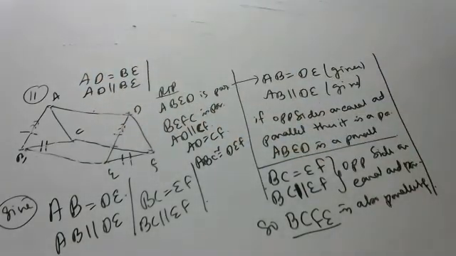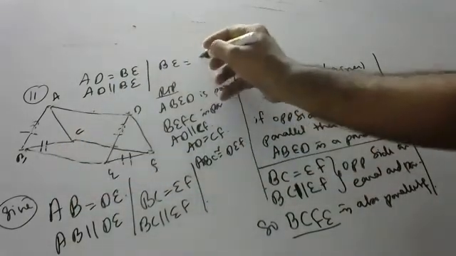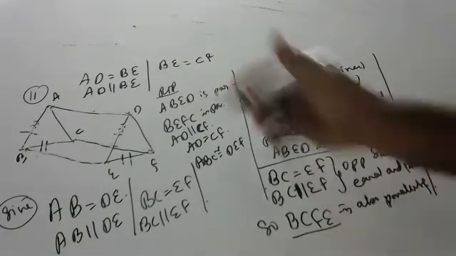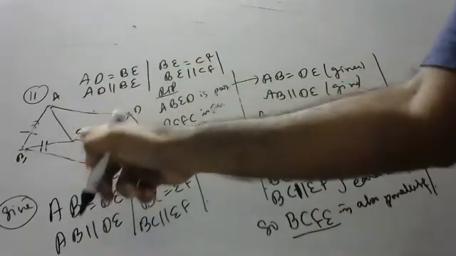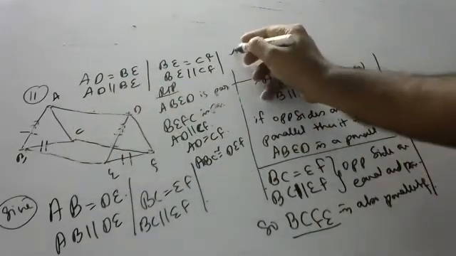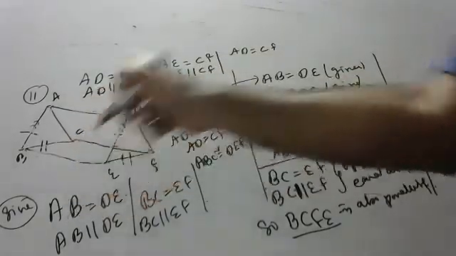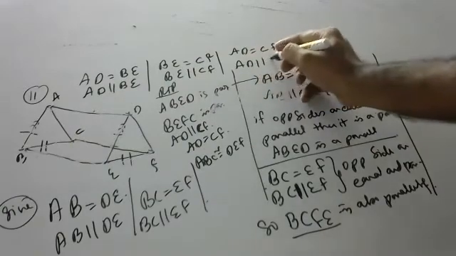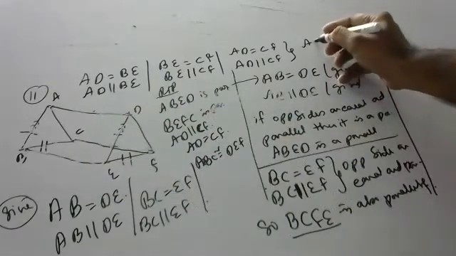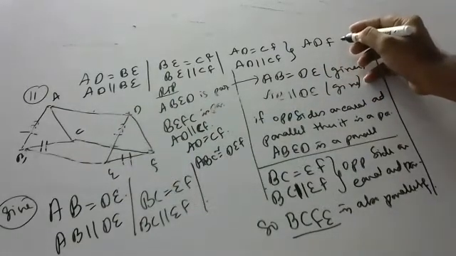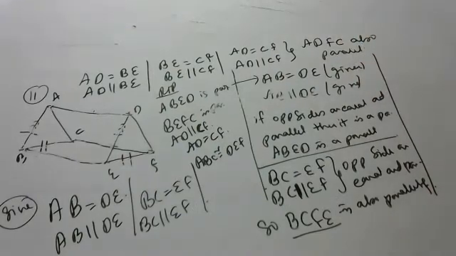In the same way, BE is equal to CF, because we proved it as a parallelogram, no, children. And BE is parallel to CF. So AD is equal to CF. And AD is parallel to BE, BE is parallel to CF, so AD is parallel to CF. Because AD and CF are equal and parallel, ADFC is also a parallelogram.